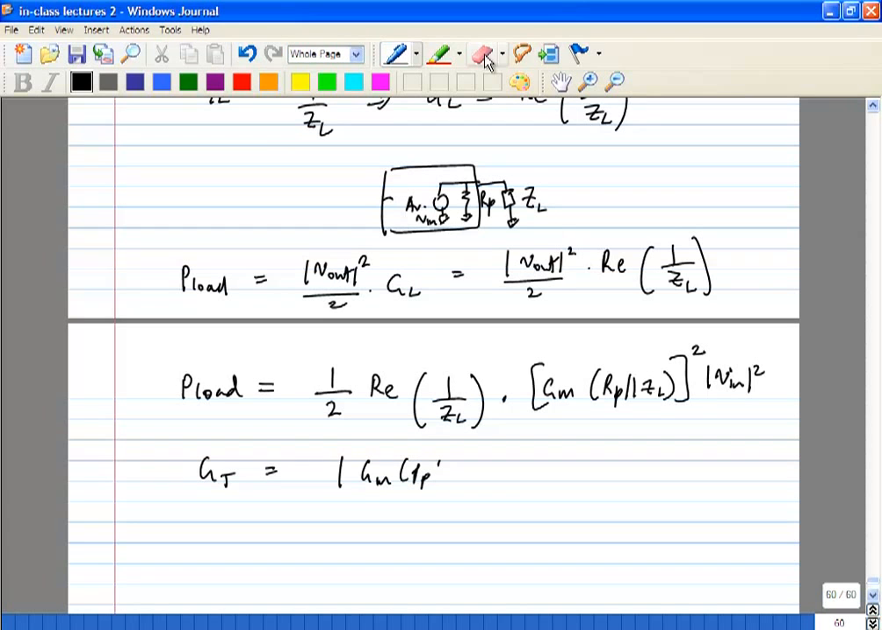Oops, sorry. Actually, this should be mod. Sorry, because ZL is actually imaginary, right? Times... okay. This is your transducer gain, and this is true for any 2-port, okay, which has some certain gains and so on.